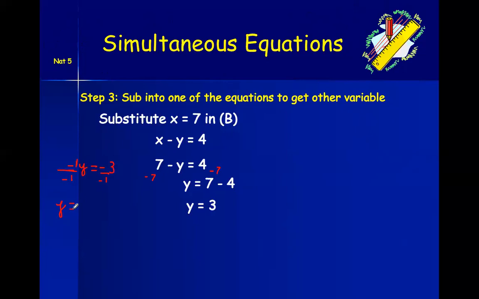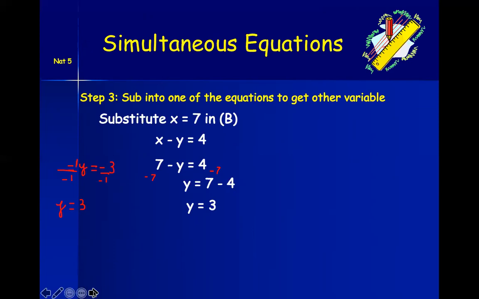So you could do it that way, or you can just decide it's probably easier to deal with positives. I'm going to add y on each side and take away 4 on each side. And that means you don't need to deal with negatives like we just did here. Because plus y, you get 7 equals 4 plus y. Take away 4, 7 take away 4 is 3. That means 3 equals y, or y equals 3.